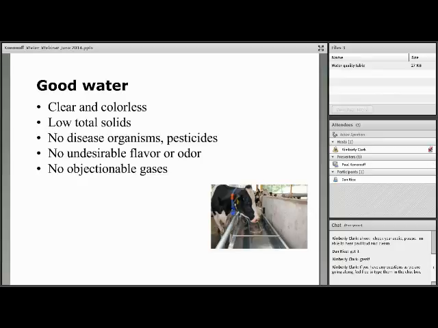Good water is clear and colorless. It's low in total solids. It contains no disease organisms or pesticides, contains no undesirable flavors or odor, and no objectionable gases. And as an example of water changing, some areas of the country which sit on top of areas where there's been some fracking have seen increases in objectionable gases in their water.